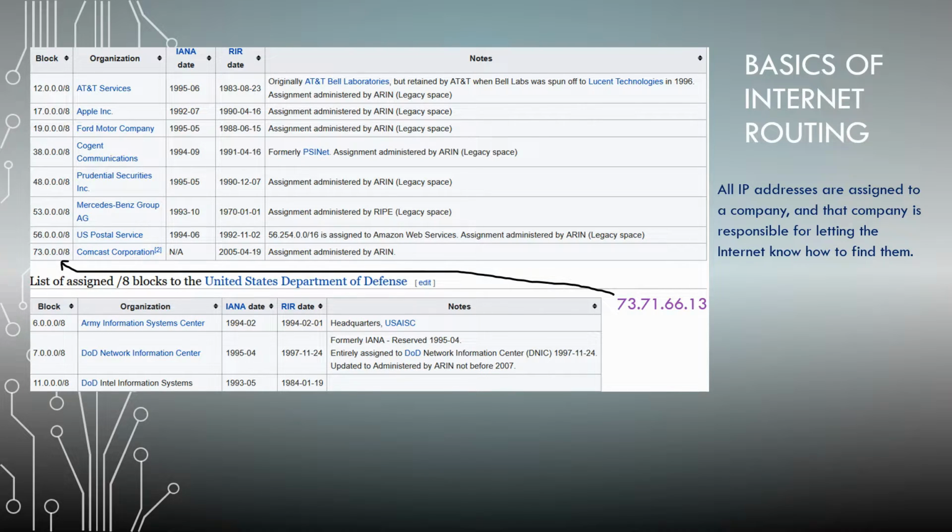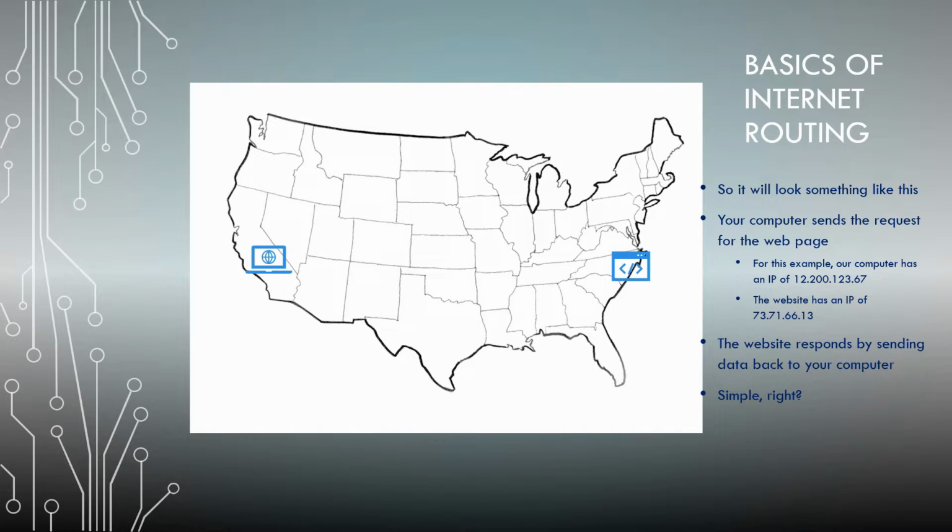Then our own computer, in this example, which is 12.200.123.67, we look at the leftmost number, also called the leftmost octet, and we can see that that computer would belong to the AT&T network. All right, so now we understand that in order to make a request from our 12.200.123.67 computer, we're going to have to hop from the AT&T network over to the Comcast network. Here we go.